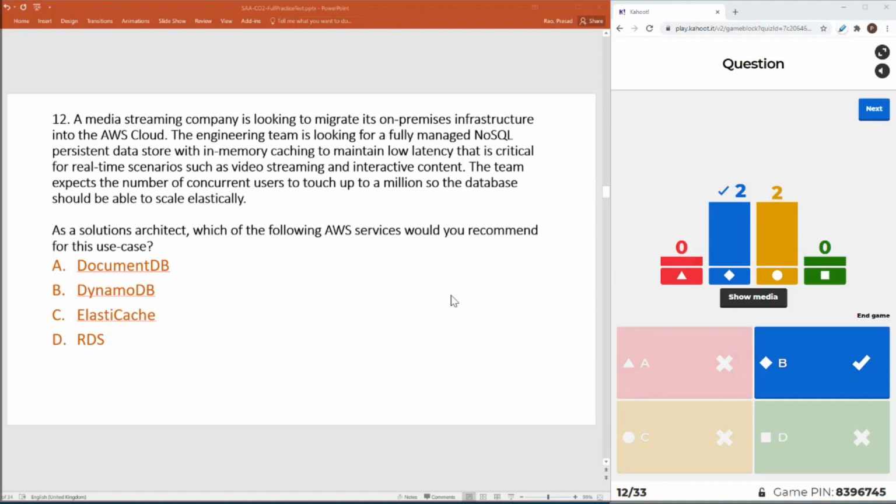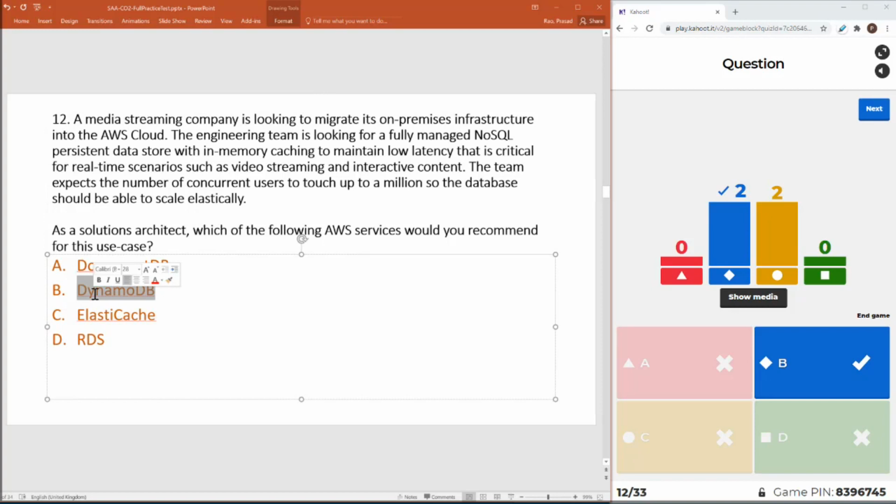I know that could have been confusing, mainly because of the previous question that we did. That term is in-memory caching, and that's why people would have thought about ElastiCache. But no, it talks about a fully managed NoSQL persistent data store. A NoSQL database, and persistent is the word here. DynamoDB is the NoSQL offering, and that's actually persistent data. ElastiCache is just a cache.